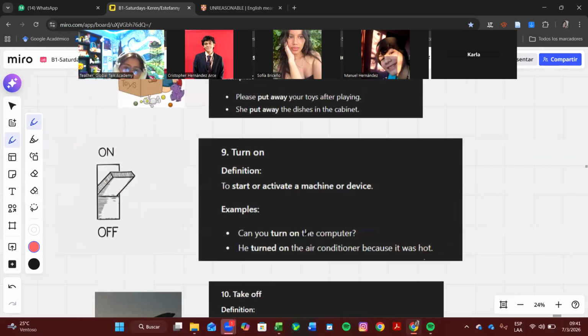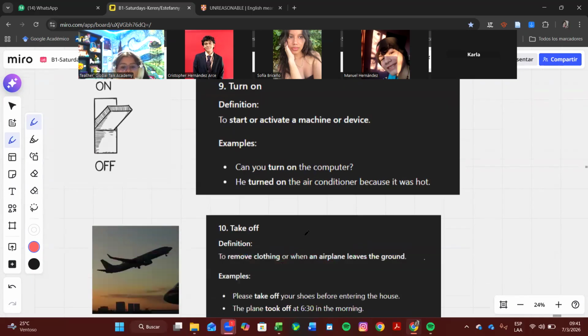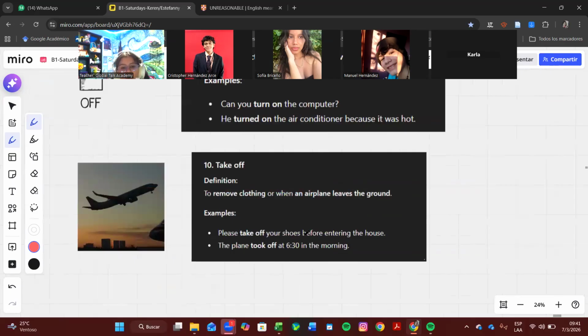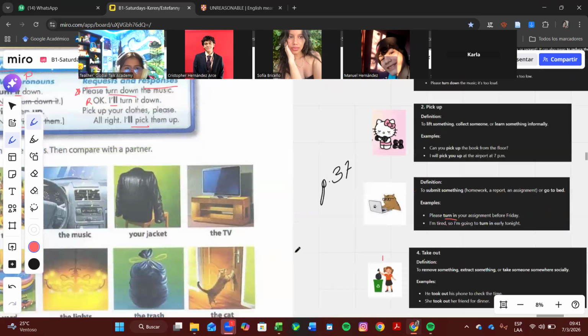Turn on, it's like to start or activate a machine or device. It's like prender, turn on. And take off, it could be to remove clothing or when an airplane leaves the ground. So we have two definitions for it, right? Two meanings. So please take off your shoes before you enter the house. And the plane took off at 6:30, okay? So these are some of them that I wanted to show you.